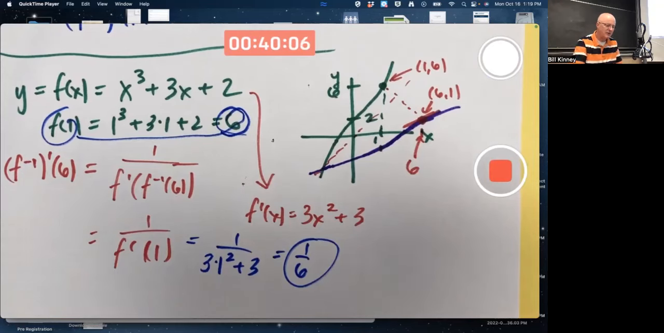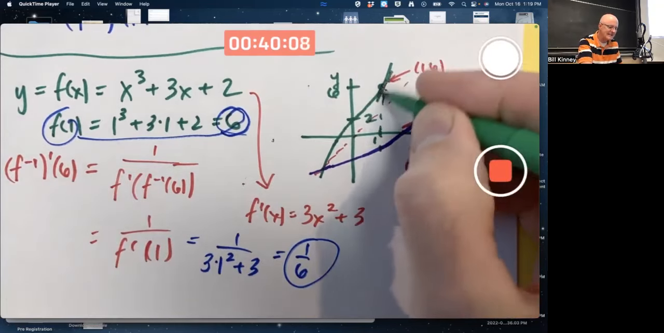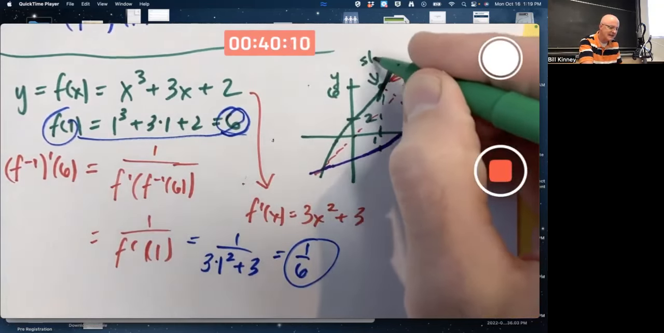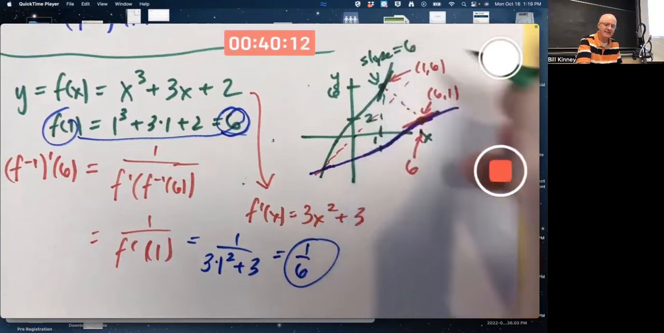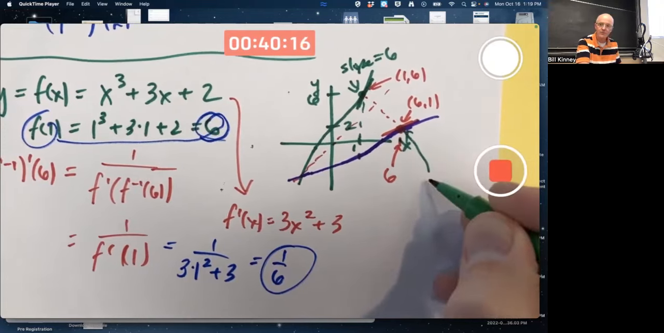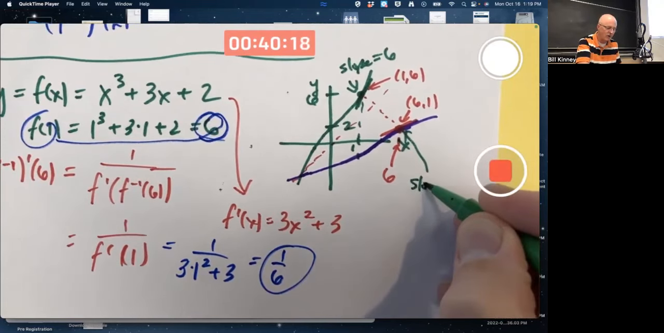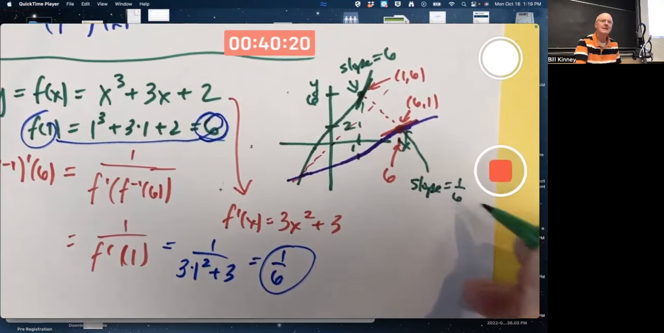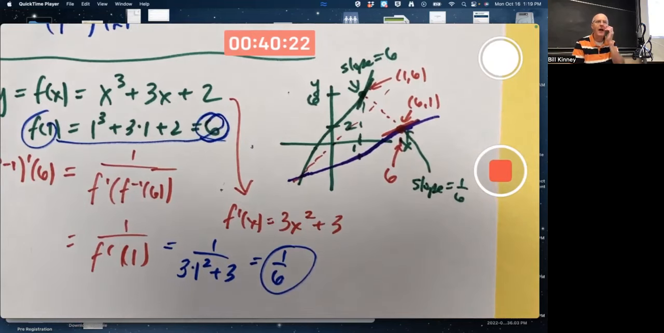The slope of the original function at this point is 6. That makes geometric sense even. The slope of the inverse function at the reflected point, if I drew it better, would more clearly be 1/6. They're reciprocals of each other. Nice symmetry.